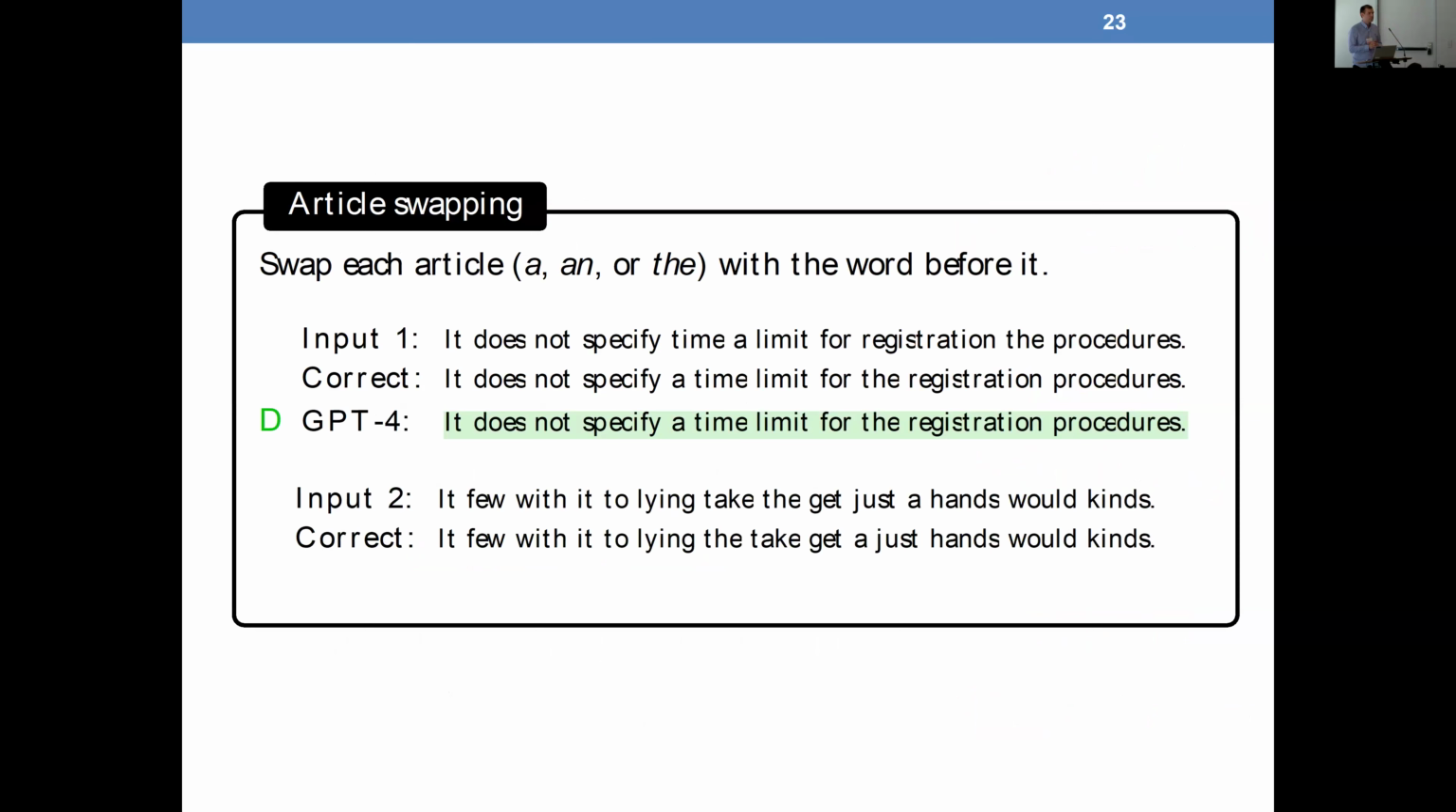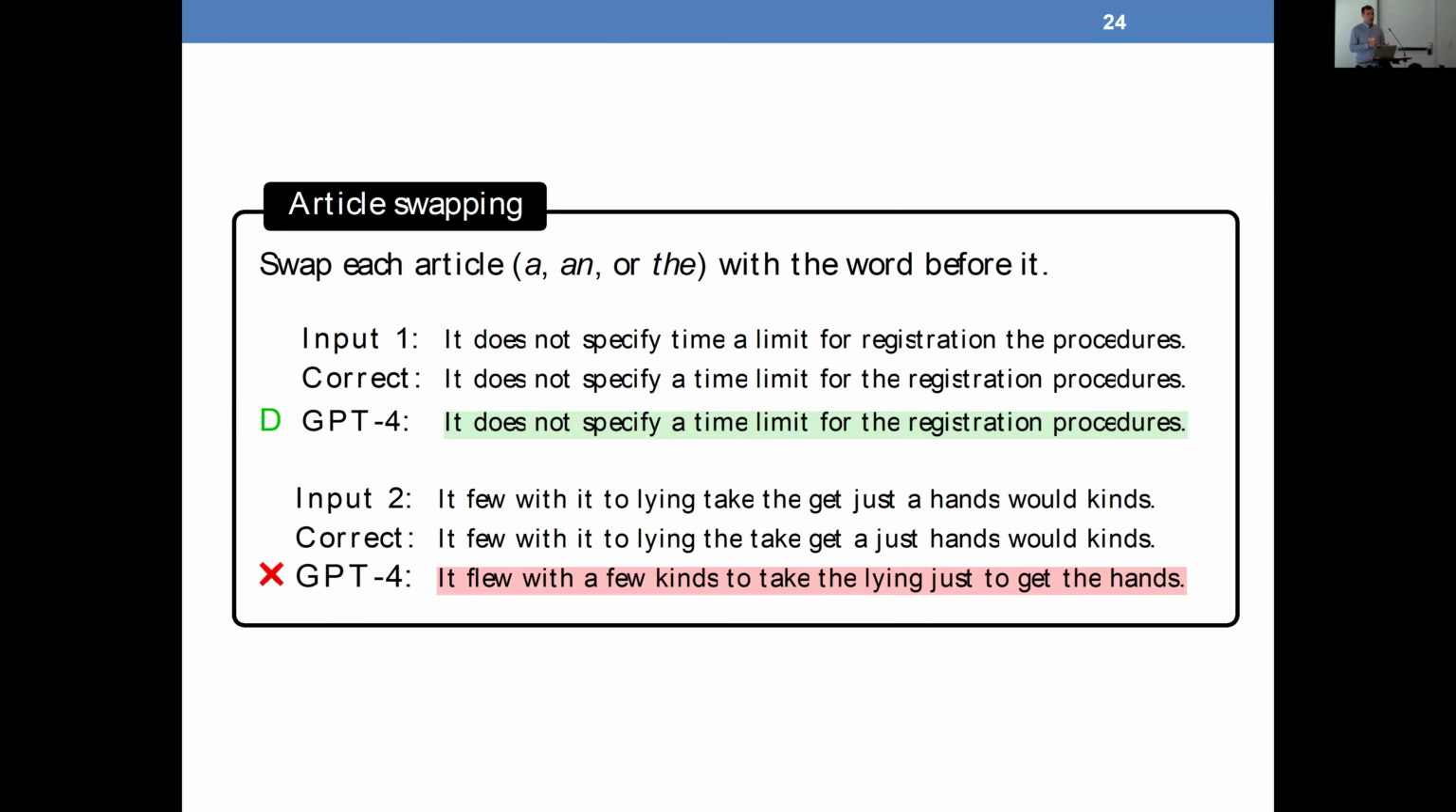But now here's another example where the correct answer is a very low probability sequence of words. "It, few, with, it, to, lying, the, take, get, a, jest, hands, would, kinds." It's hard to even read this. It's just totally scrambled. And here, GPT-4 gets the answer wrong, which provides some anecdotal evidence that it struggles when the correct output is a low probability sequence of words.